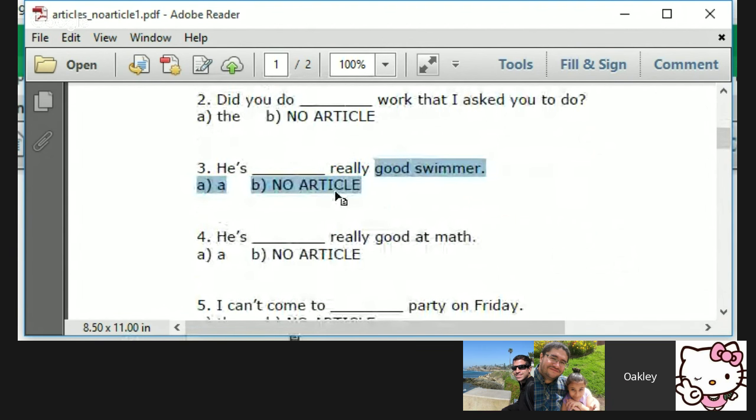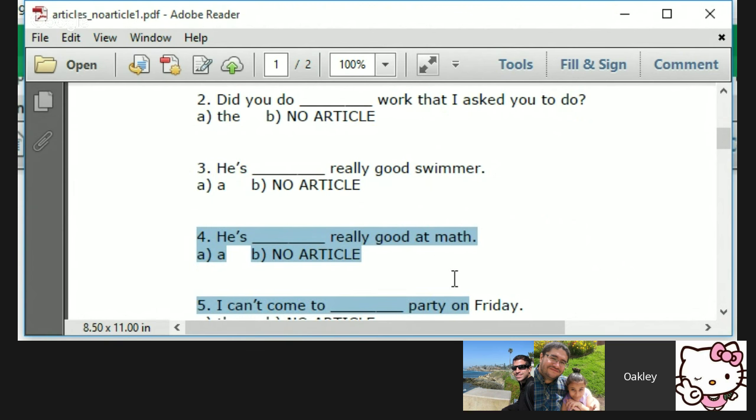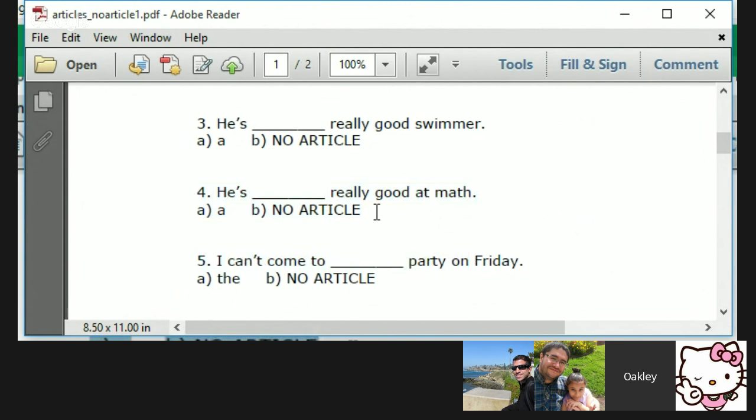Vitor, number 3 here. He's a really good swimmer. Okay, you are correct. Swimmers are countable. Three swimmers. So one of a group. Many swimmers. All right, Victor, number 4. He's really good at math, no article. Okay, that's right.